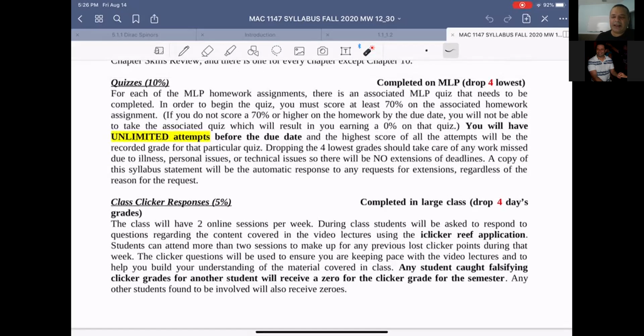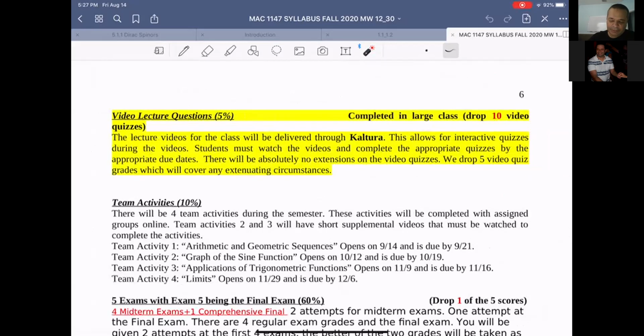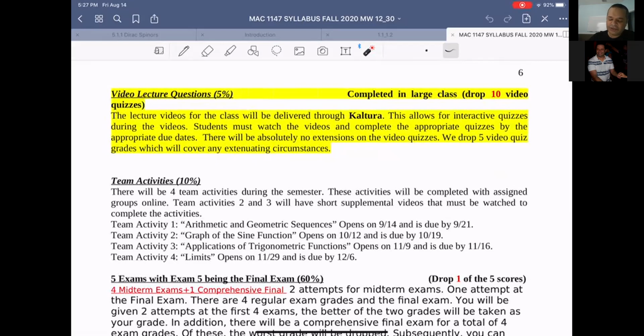Class clicker grades, that's actually going to be class discussion. Okay, so I'm not going to have you use the Reef app. I'm going to change that a little bit because that's going to be discussion questions. Okay, so I'll change that by the time you see this syllabus. Okay, video lecture questions.